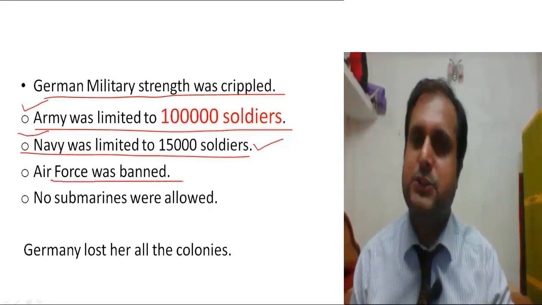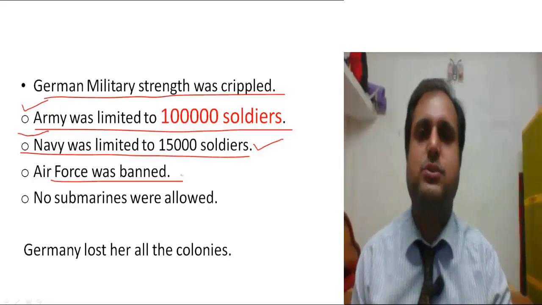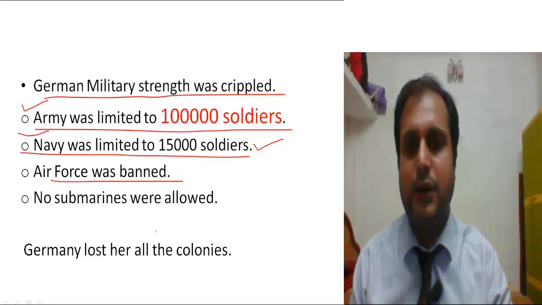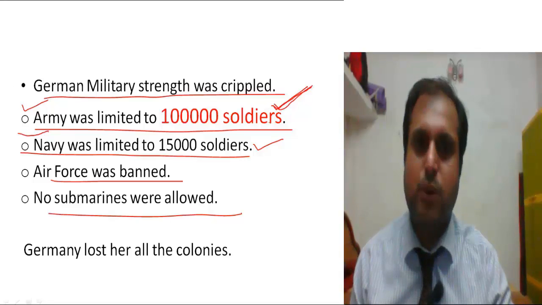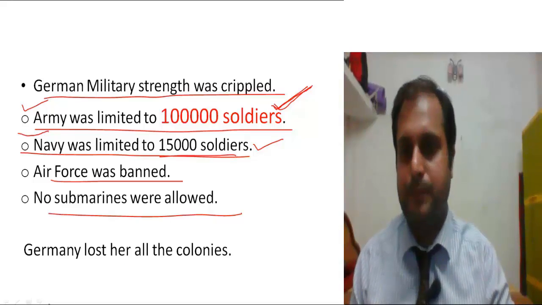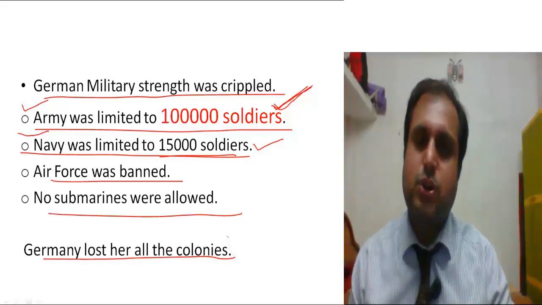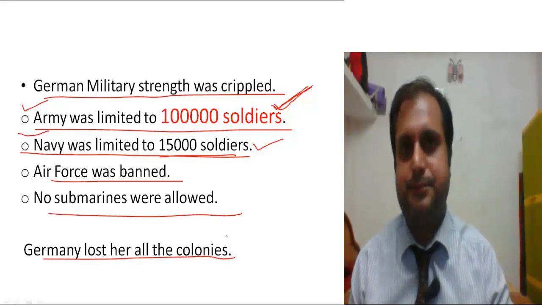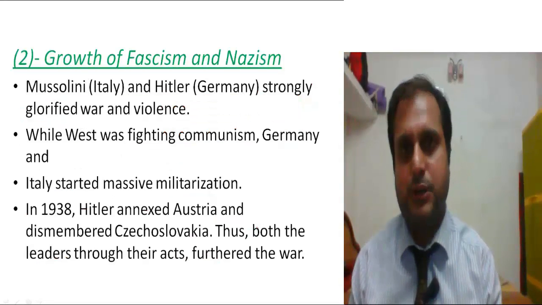The Air Force was banned. The use of the Air Force was completely banned. Submarines were also not allowed. Germany was not allowed to keep more than 1 lakh soldiers, and more than 15,000 Navy personnel were not allowed. And Germany lost all its colonies in Africa. So it was a very harsh impact upon Germany.